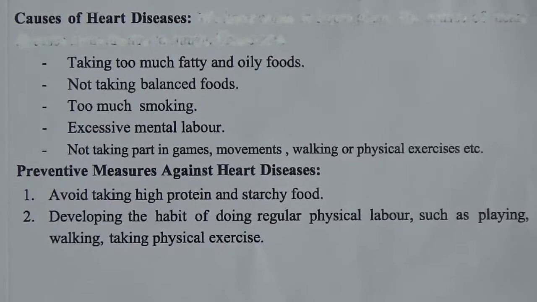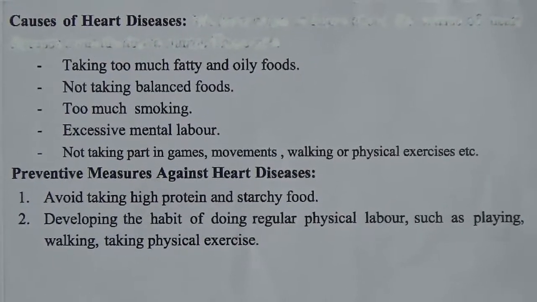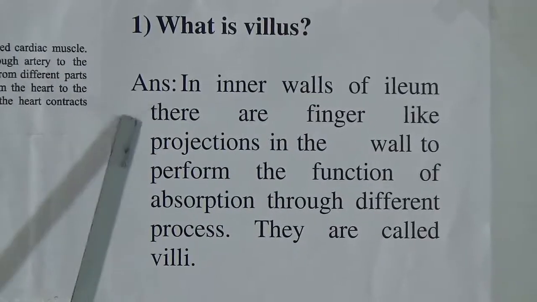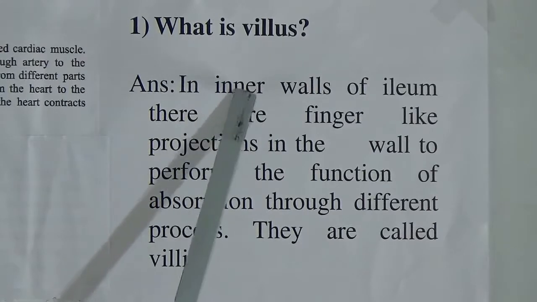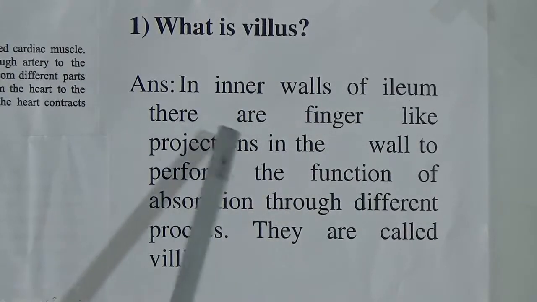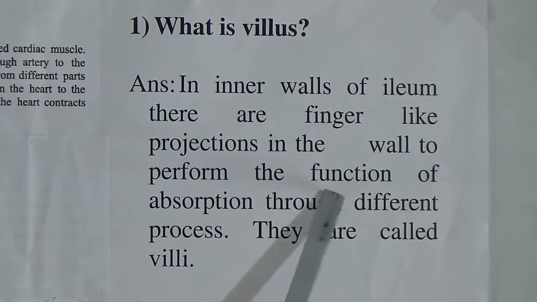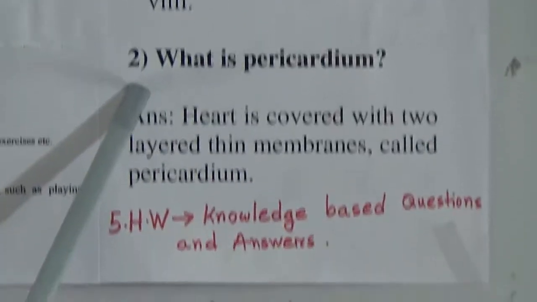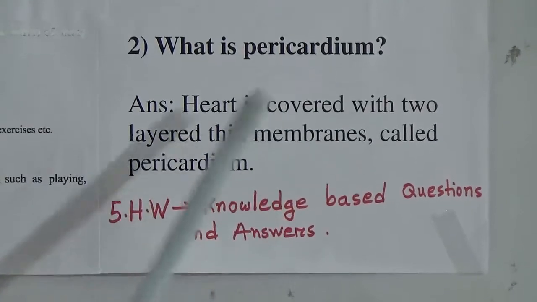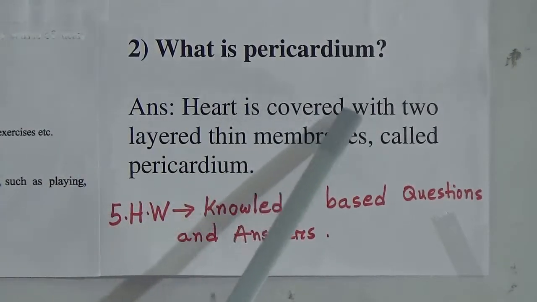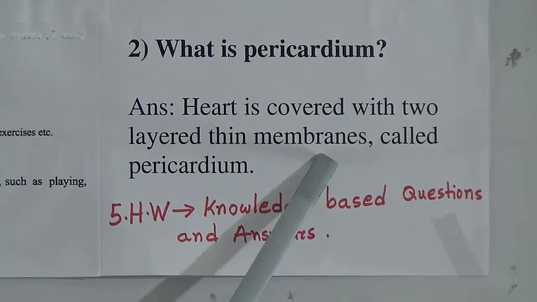Dear student, now we will discuss knowledge-based questions. Here is the first question: what is villus? The answer is, in the inner walls of the ileum there are finger-like projections to perform the function of absorption through different processes. They are called villi. And the second question is, what is pericardium? The answer is, the heart is covered with two-layered thin membranes called pericardium.